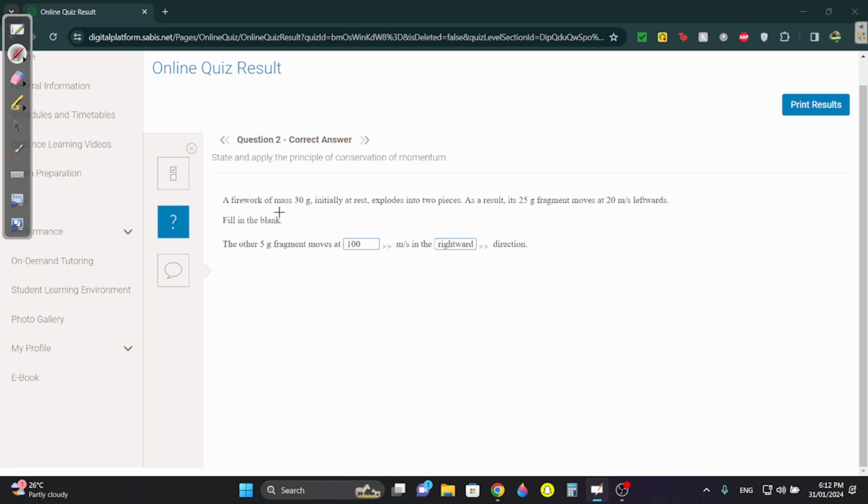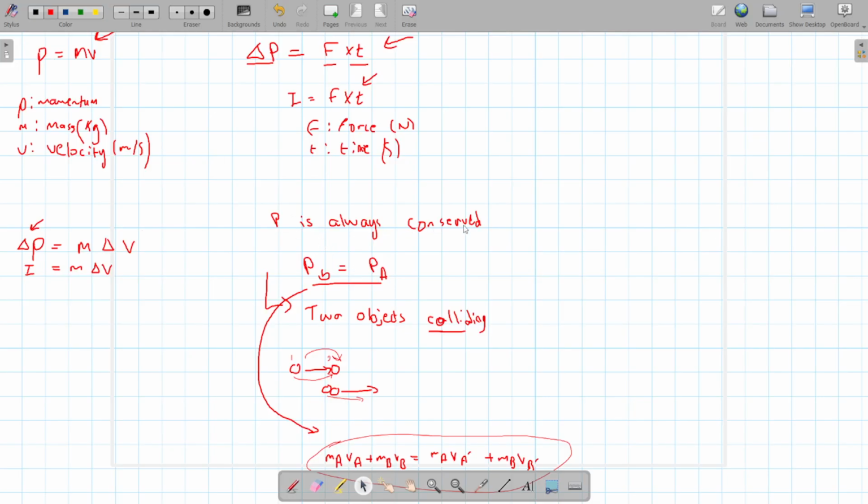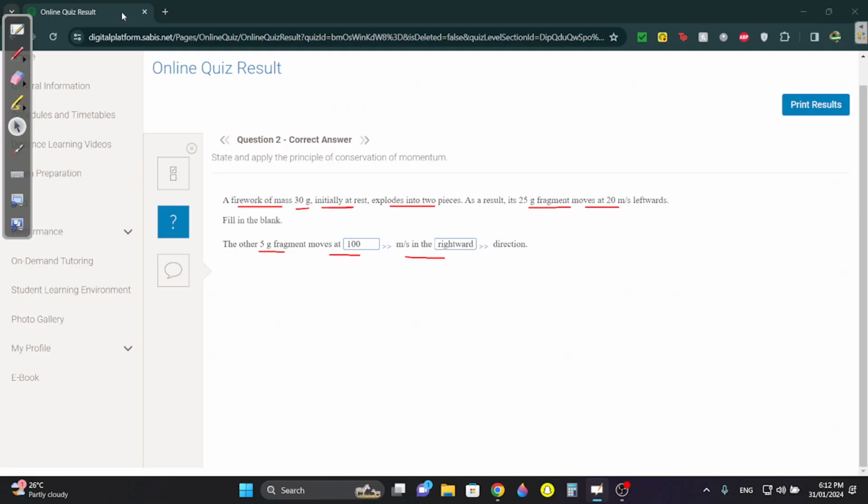Question 2. You have a firework of mass 30 grams. It's initially at rest. It explodes into two pieces. As a result, its 25-gram fragment moves at 20 meters per second leftwards. The other 5 grams moves at how many meters per second in what direction? Remember, I tell you, momentum is always conserved. P is always conserved. So the momentum before equals the momentum after.